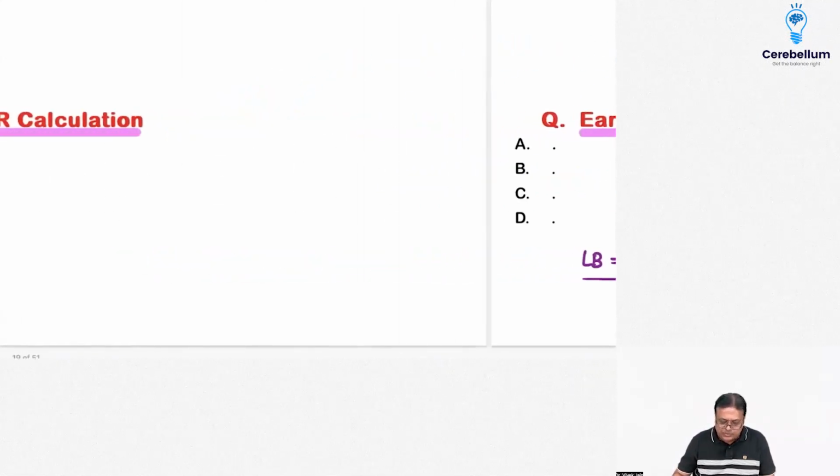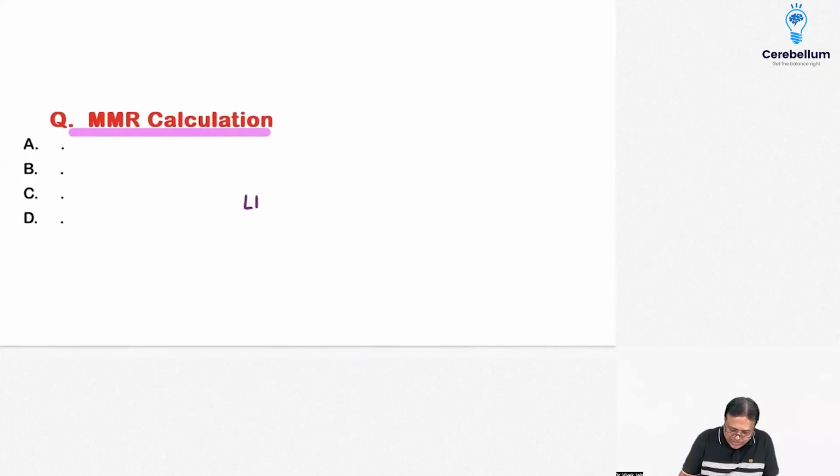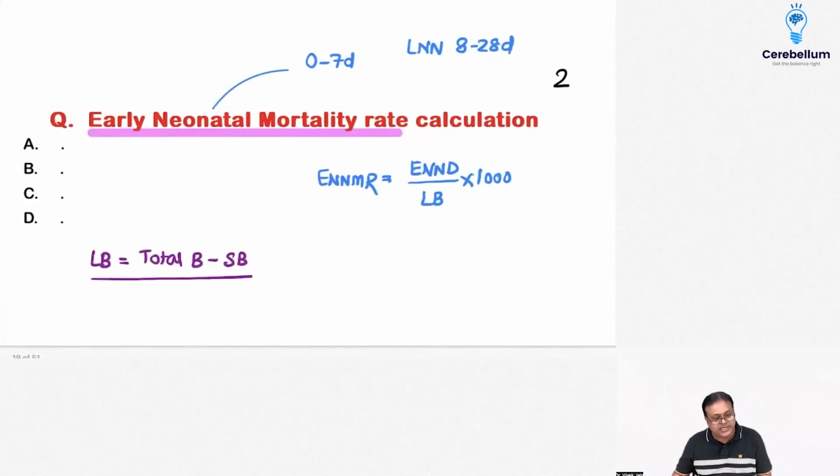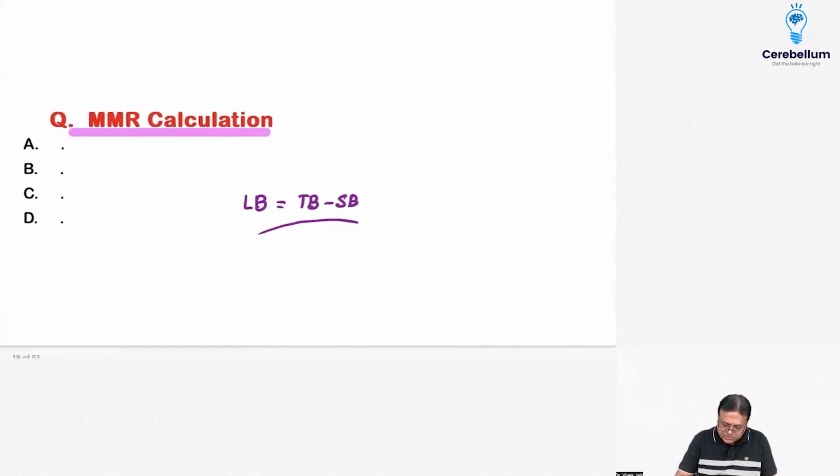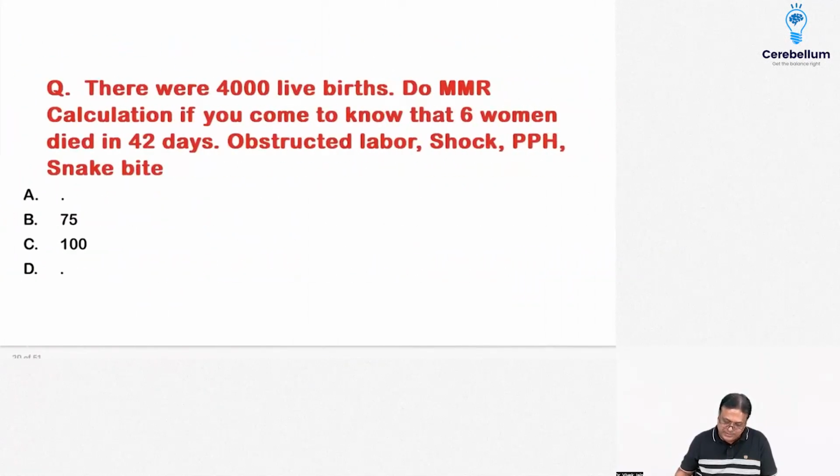Similarly, MMR calculation also. Denominator is live birth, which is total birth minus stillbirth. This is the rule in all the MCH indicators. All the MCH indicators. Yes, deaths you must have been able to calculate correctly. There was one question which will come. Okay, there were 6 deaths in maternal. So you can calculate depending on the total births and stillbirths given, right? MMR formula we have already discussed.